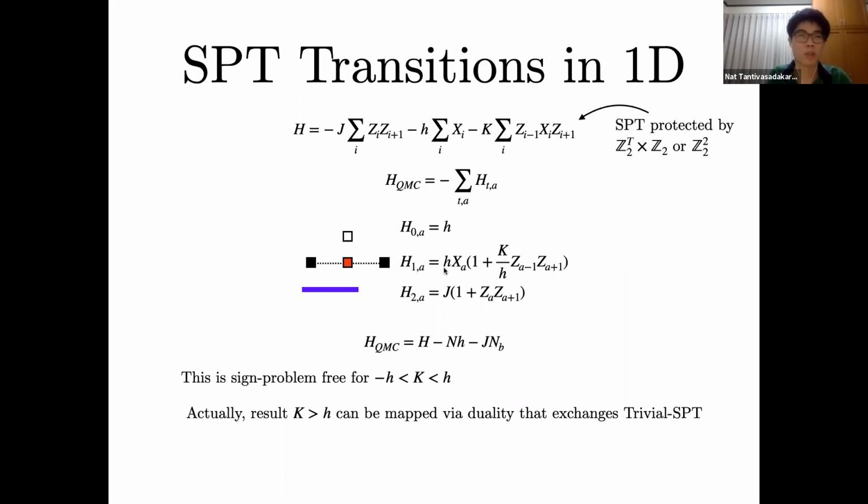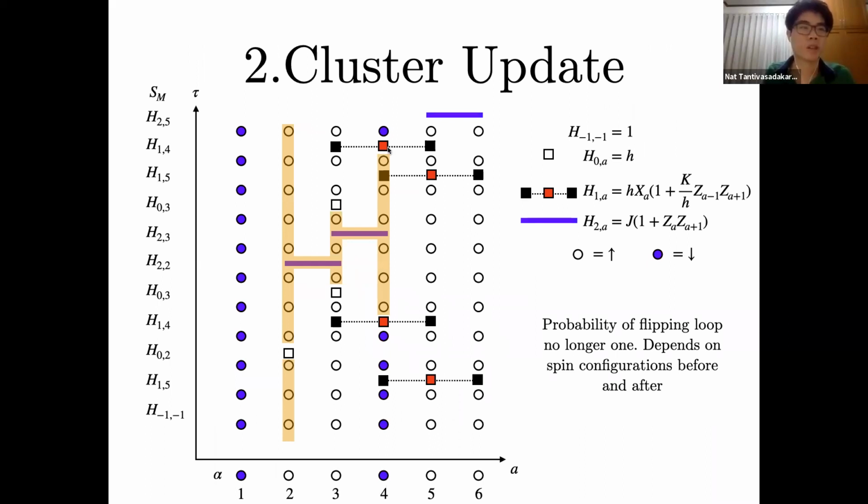So what you do is you just change your spin flip term into a 3-body term. You can sort of just pull out the x here, and then you'll get 1 plus k over h times this z on the 2 sides. Right, and then basically the algorithm is more or less the same, and the only caveat is that now when you do the cluster update, you need to insert this 3-body operator instead of just the spin flip.